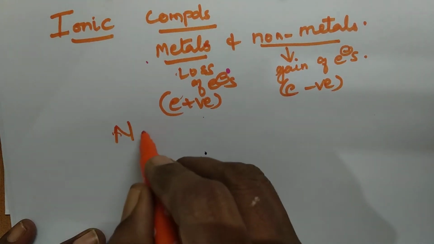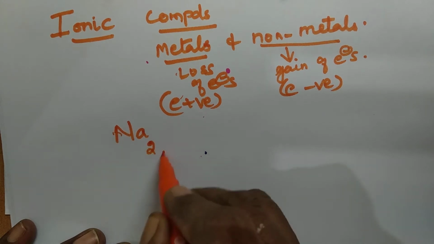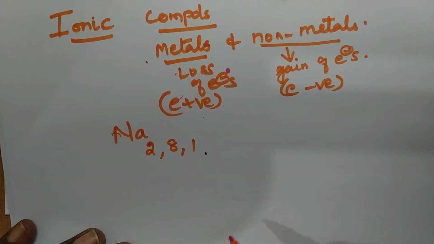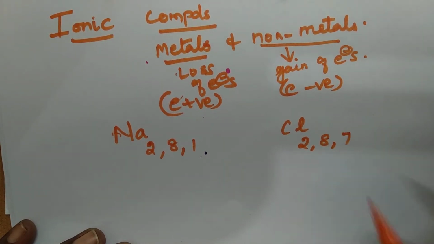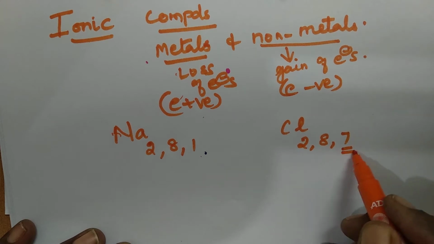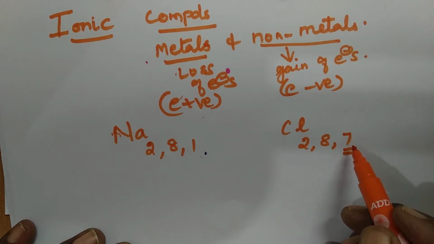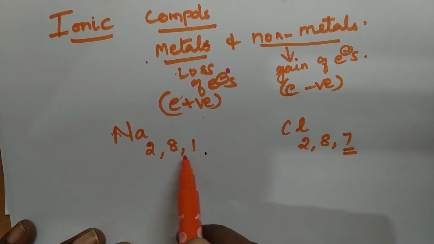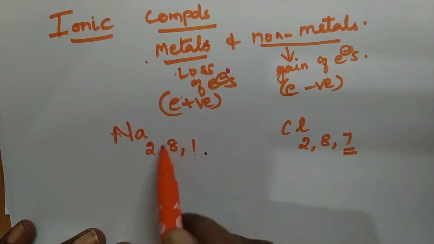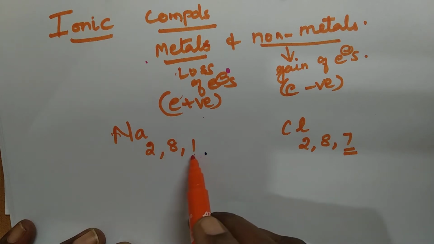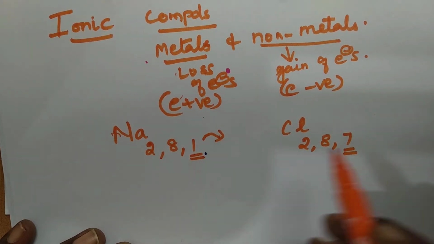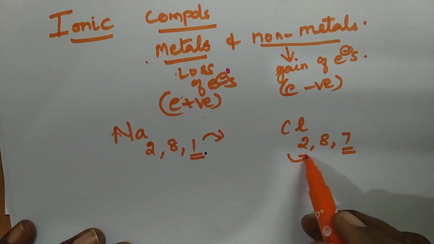For example, take sodium. Its electronic structure is 2,8,1, so the valence shell has only 1 electron. Chlorine is 2,8,7, so it needs 1 electron to attain the electronic configuration of the inert gas, whereas sodium can get the inert gas configuration by losing 1 electron. Naturally, sodium has the tendency to give away an electron and chlorine has the tendency to gain it.